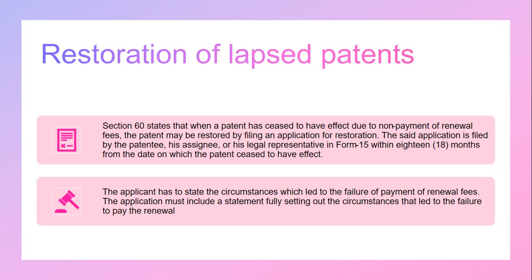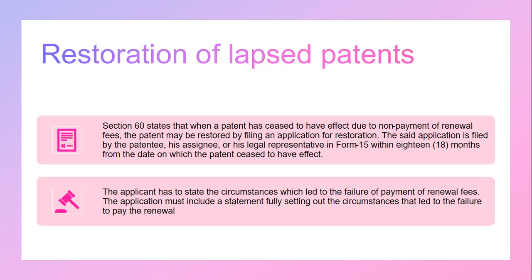And in real world scenarios, we have seen a lot of times that a lot of companies do not pay their renewal fees on time, because of which their granted patents lapse and do not have the effect of a patent in force. So in that case, you will have to file an application for restoration. The application is filed by the patentee, assignee, or his legal representative in Form 15 within 18 months from the date on which the patent ceased to have effect.